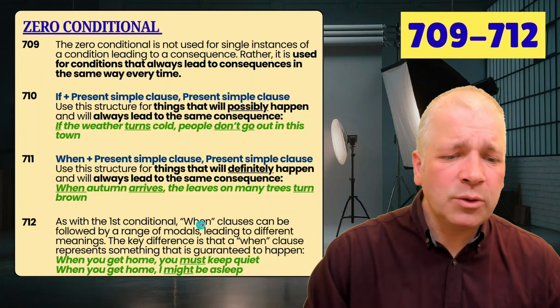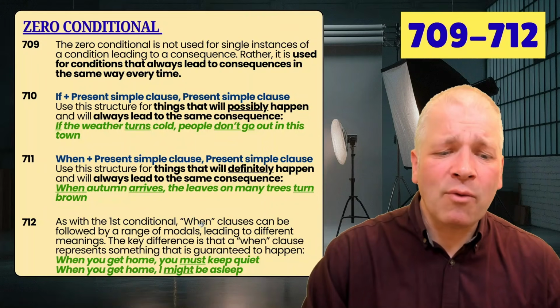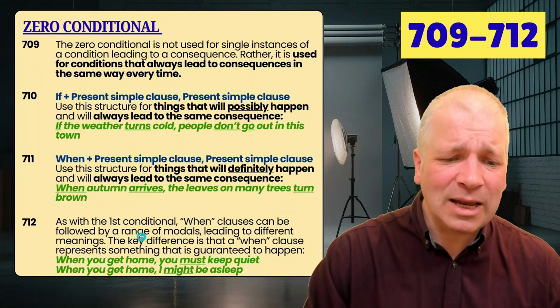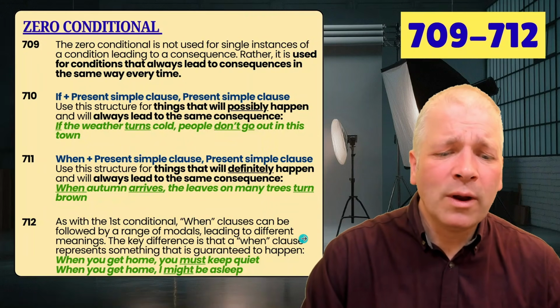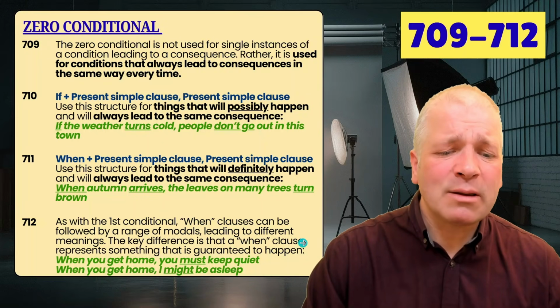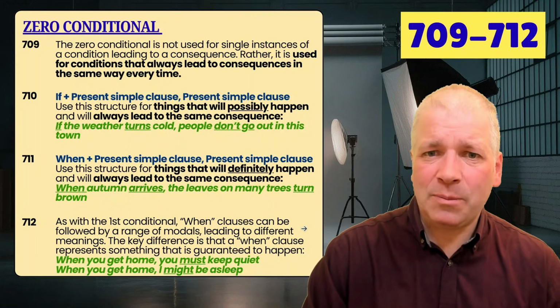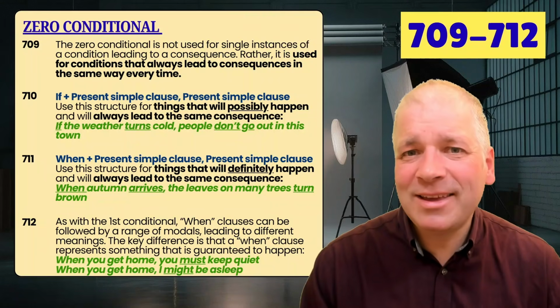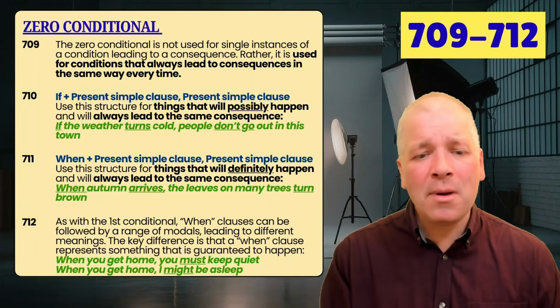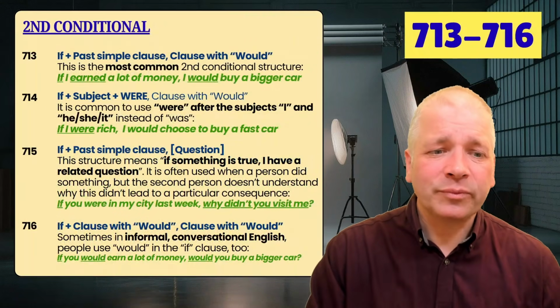Now, you can use when followed by a range of modals for different meanings. The key difference is that a when clause represents something that is guaranteed to happen. When you get home, you must keep quiet. When you get home, I might be asleep. What's guaranteed to happen? Getting home. By saying when I get home, I mean it's certain.